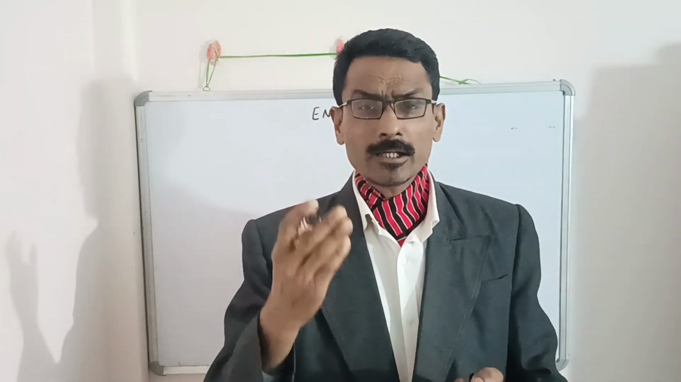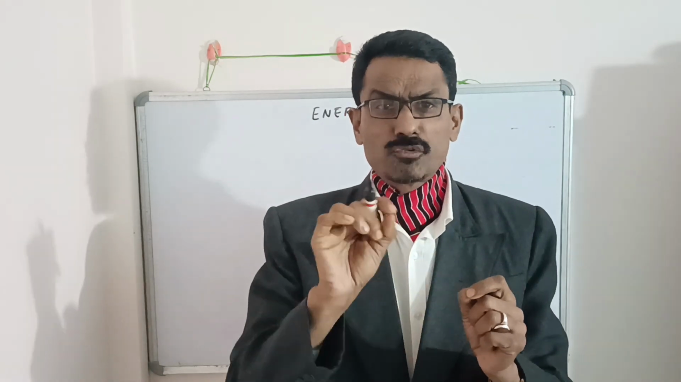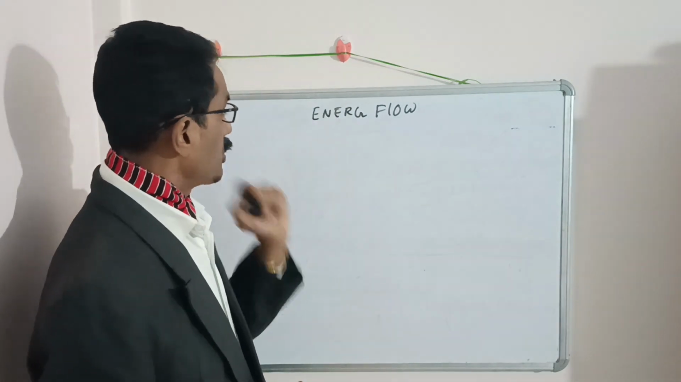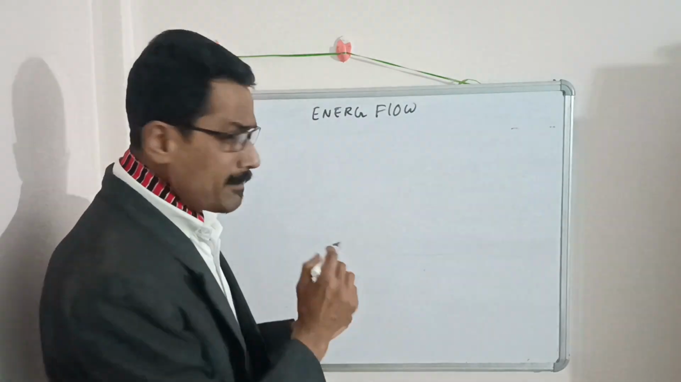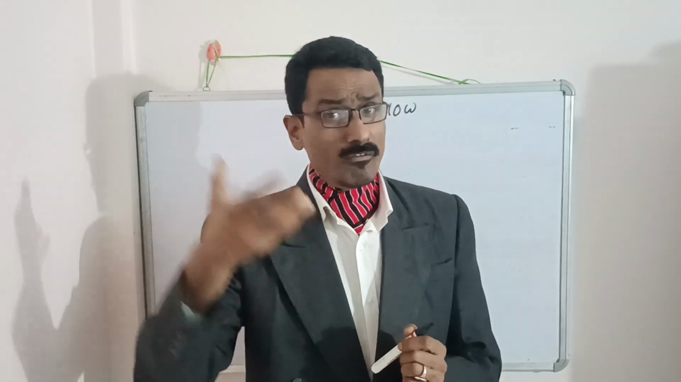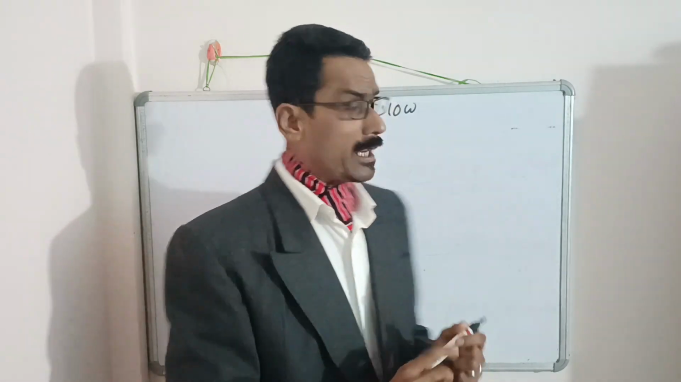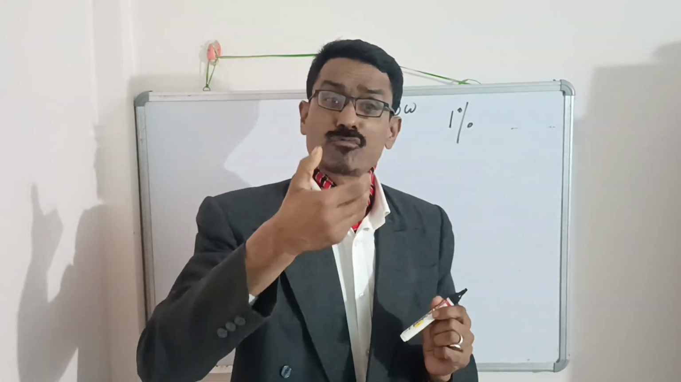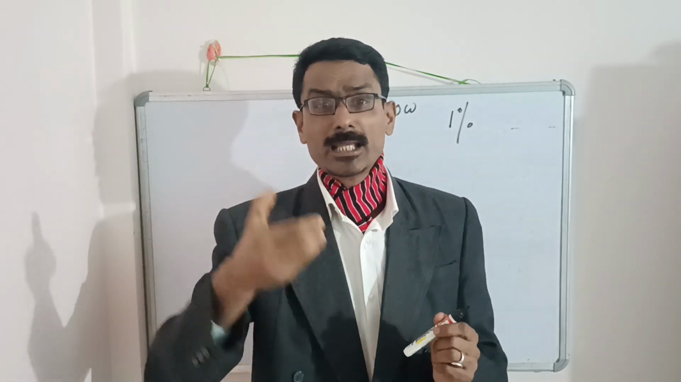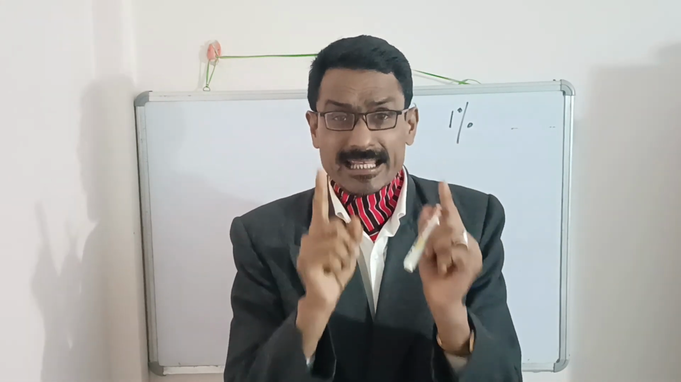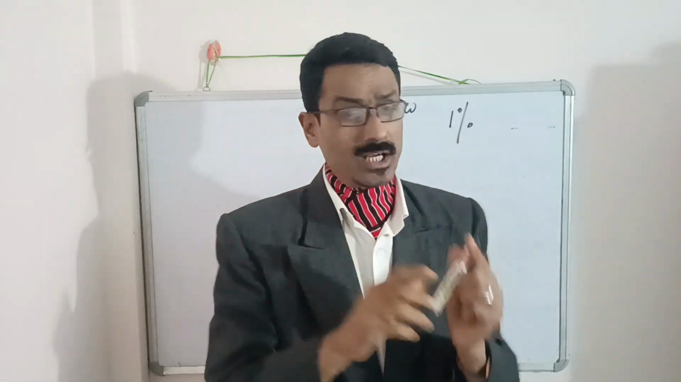Namaste students. Today let's learn about the flow of energy in the food chain, or you can say the food web. First of all, the flow of energy. How? Plants prepare food, and to prepare food they go through the process of photosynthesis. Remember students, only 1% of the solar energy is absorbed by the plant for photosynthesis, and that is taken only by plants, the producers.